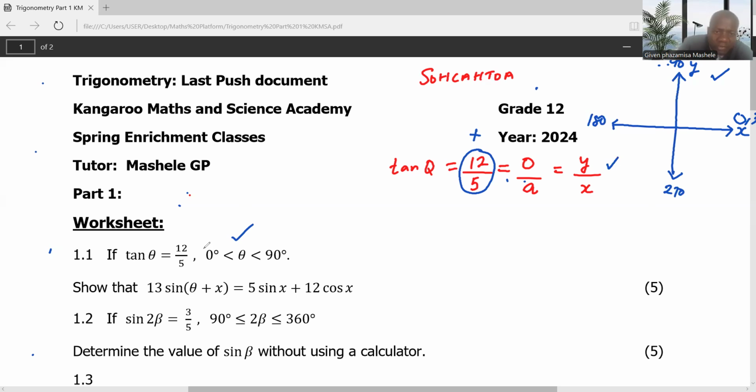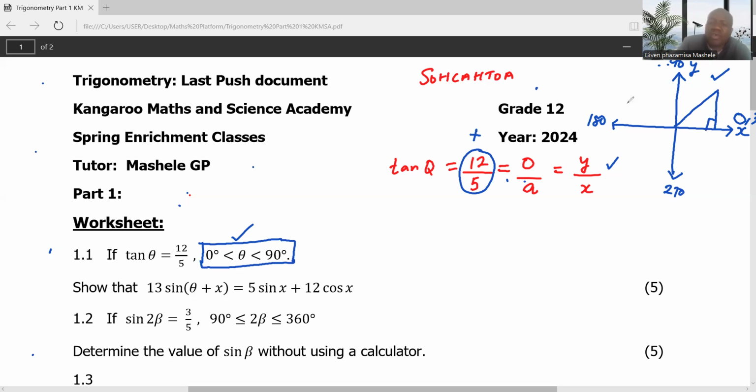But according to this boundary, we are told that the angle theta should be between 0 and 90. Which means that the right angle triangle that we're going to construct, because we are given a condition that it should be between 0 and 90, should be in the first quadrant. Because in the first quadrant, that's where the angle is between 0 and 90. So our angle is in the first quadrant. The tan of theta, which is 12/5, is in the first quadrant because we are given a condition.